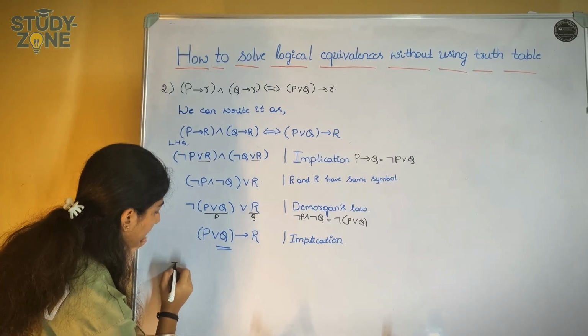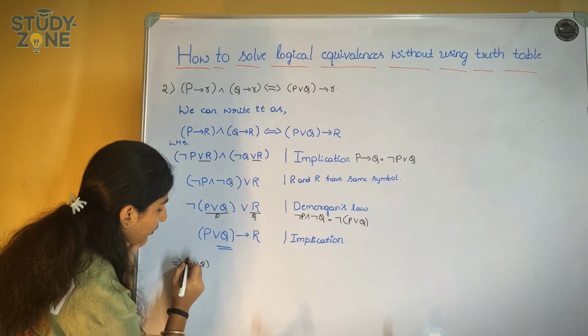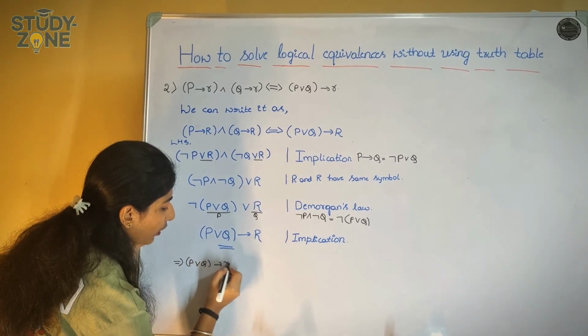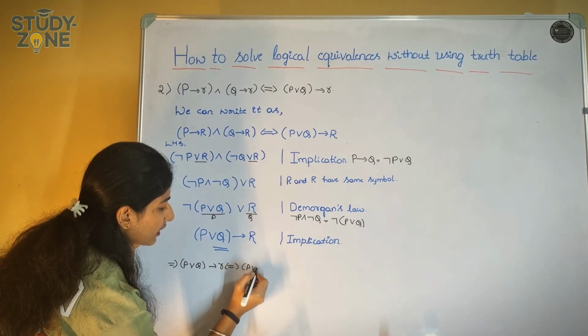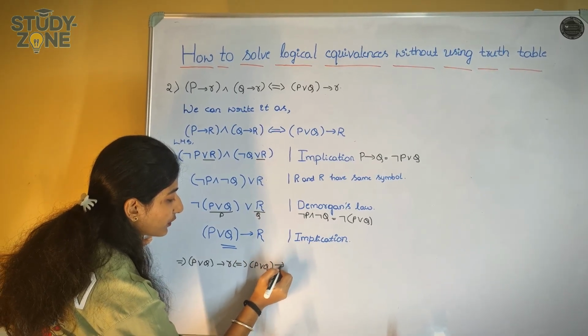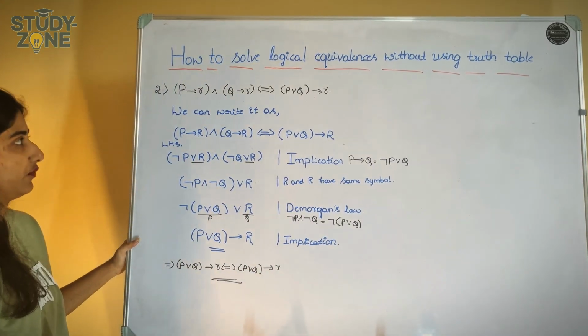We can rewrite it as P or Q implies small r, which is logically equivalent to P or Q implies small r. Hence the solution.